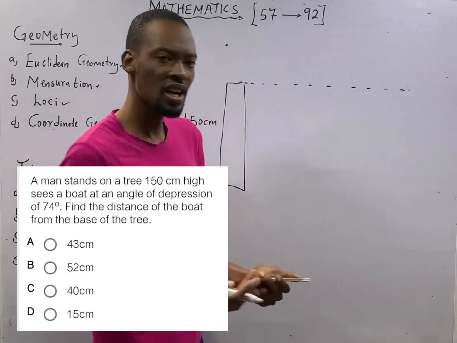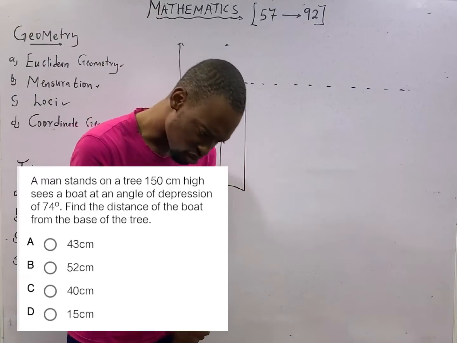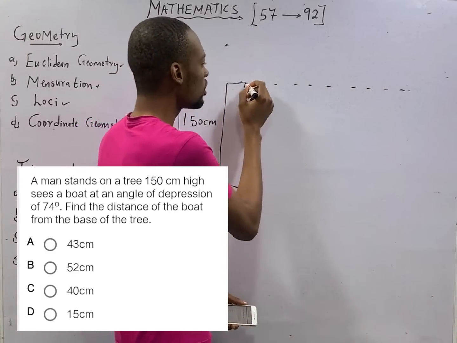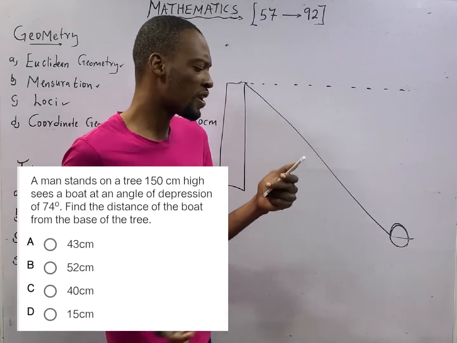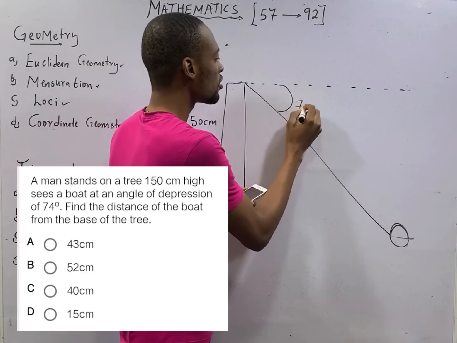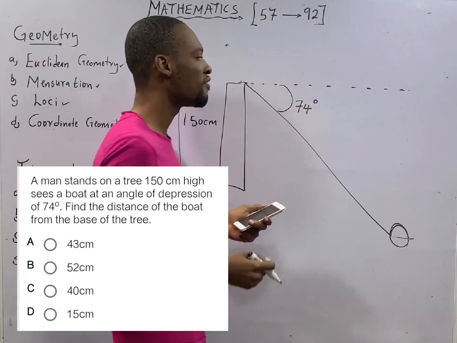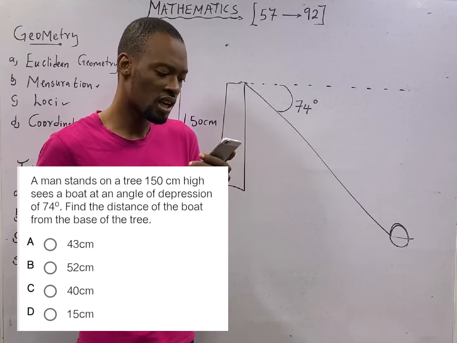And the angle of depression is the angle you make with the horizontal when you try to look down. So the man looked down like this at the ship. What next? The angle he made is 74 degrees. This is a very, very wide angle.